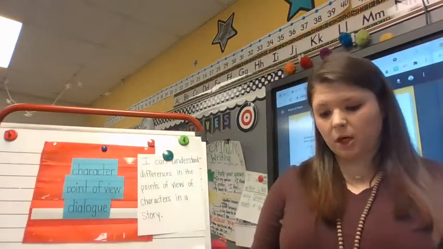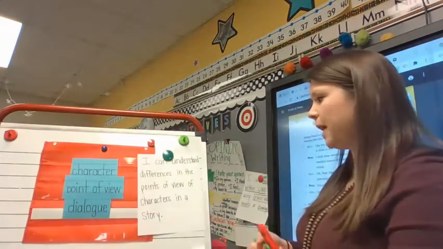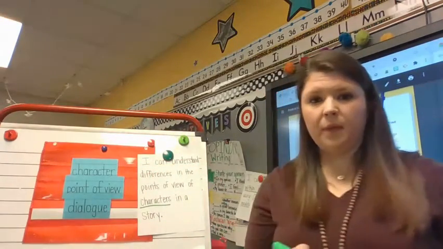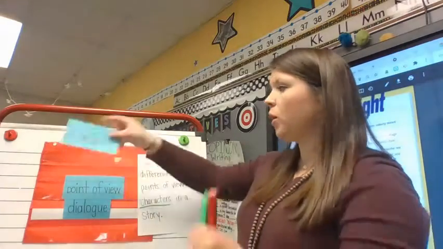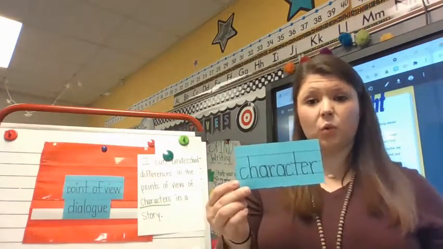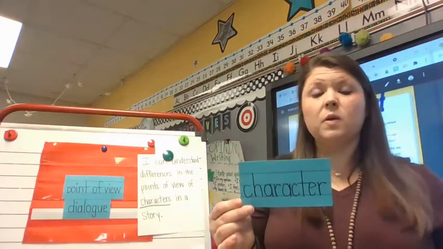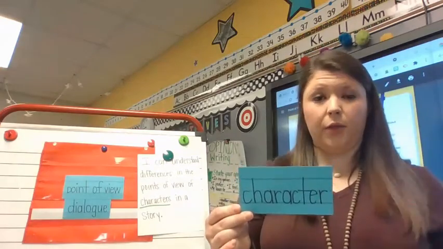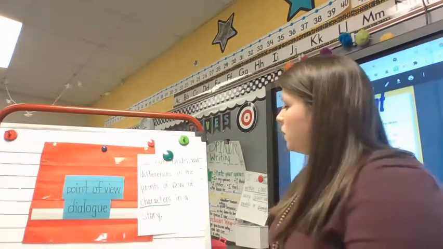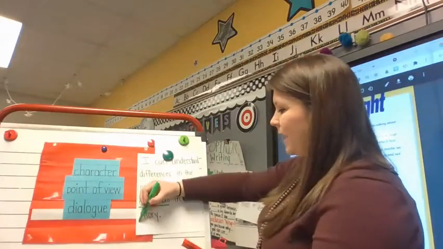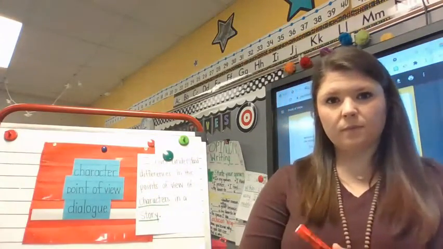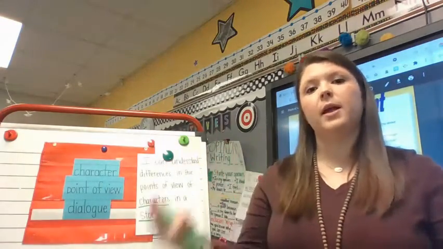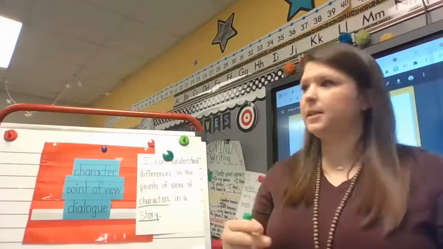So let's start out by looking at some words that we know. We know what a character is, don't we? Characters are the people or the animals that are in the story or the made-up creatures in the story. So Goldilocks is a character in the story of the Three Bears, okay? Then we also have story. What is a story? Yes, it's a fiction text, right? It has a beginning, a middle, an end with a problem and a solution.